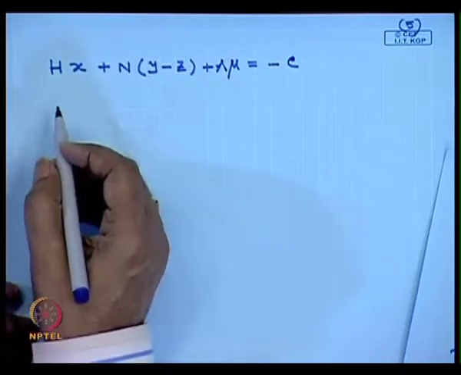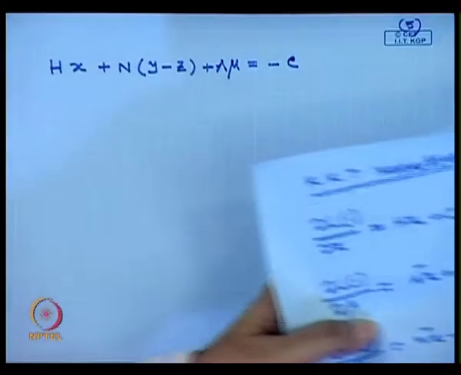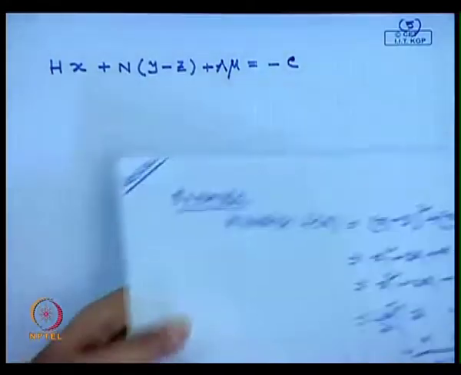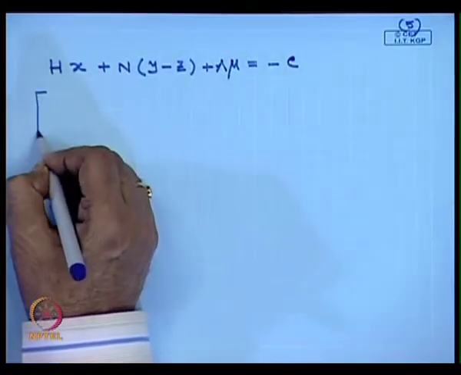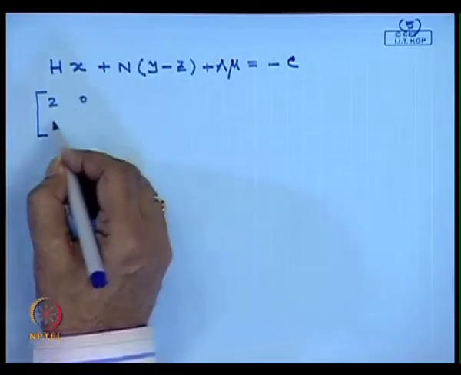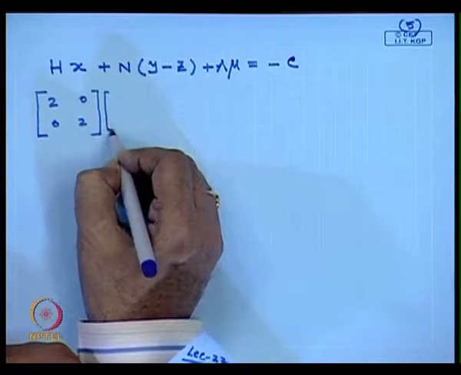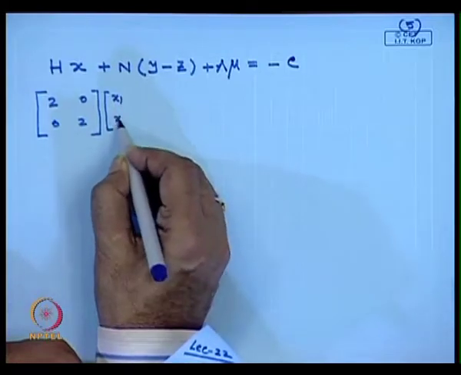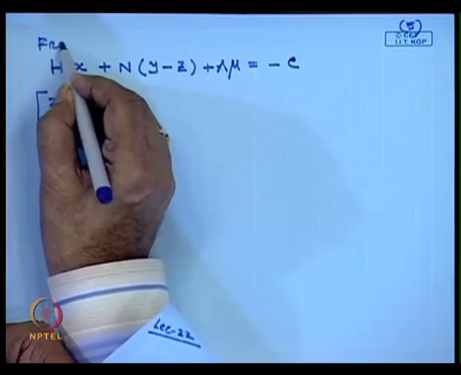So, what is H? If you recollect this problem, our H matrix is the diagonal matrix 2, 0, 0, 2. Our x is what? x1, x2. This is from necessary condition number 2.